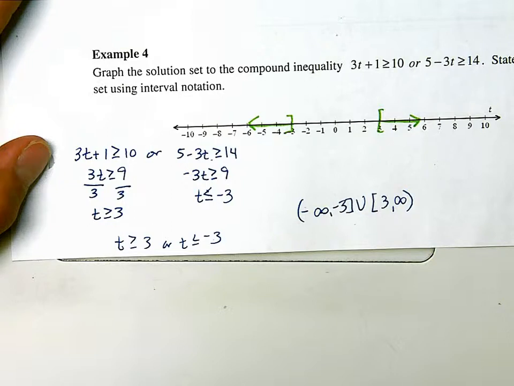Now, if your lines were off, you could just finish with this also. So you could skip writing it like this and jump to the notation. That would be okay as well.